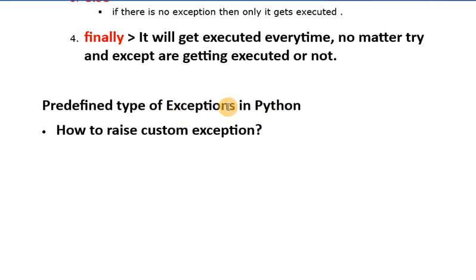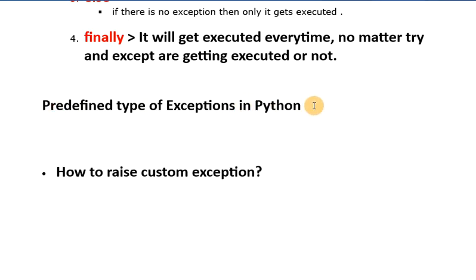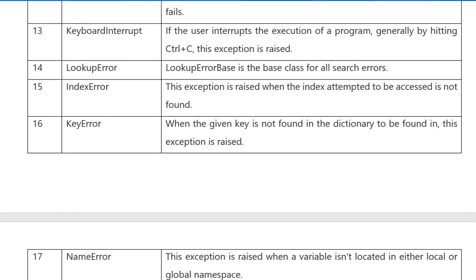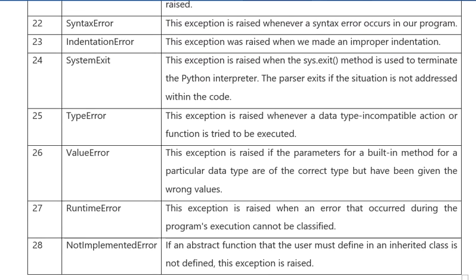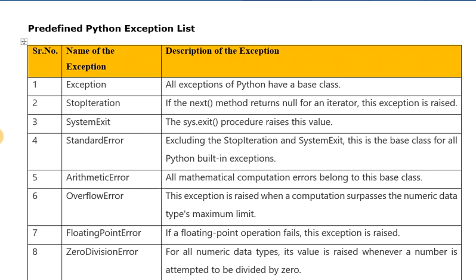What are the predefined types of exceptions available in Python? We are going to have just an overlook, because it is only for awareness, to know how many types of errors there are. Let me show you the list here. You can see these are the different types in the Python predefined exception list. We can see 28 types of exceptions predefined in Python. Let me show you one by one, just to have the awareness. We are not going to check them practically. It is just for awareness.